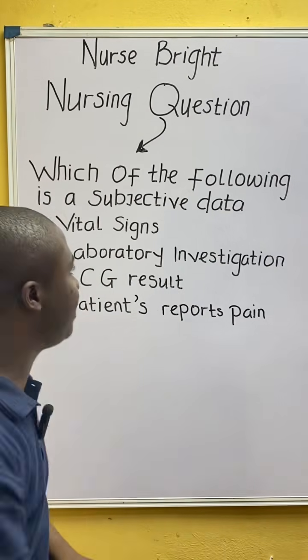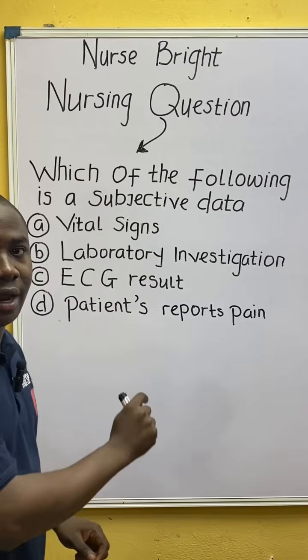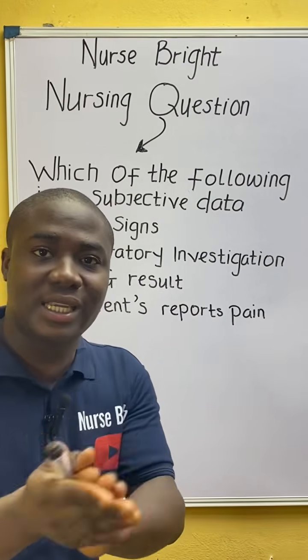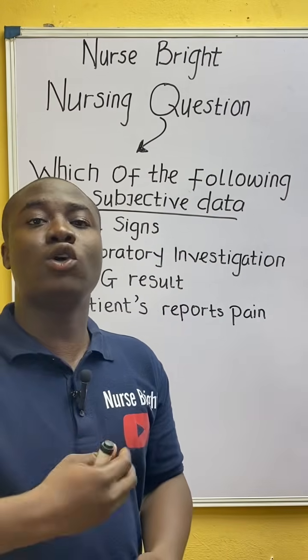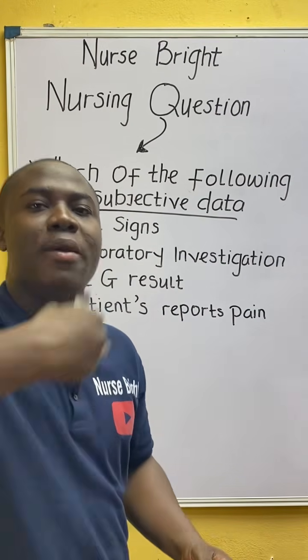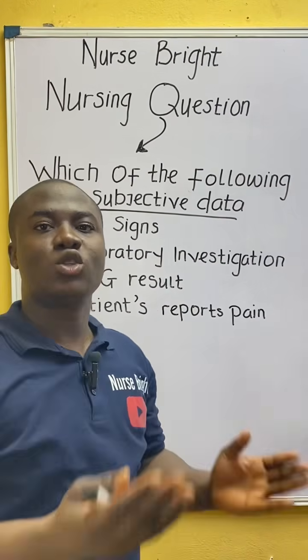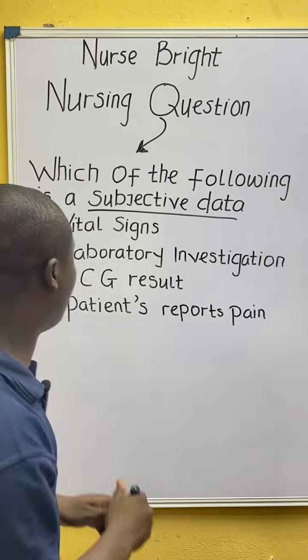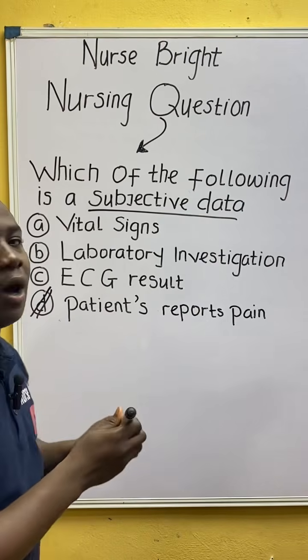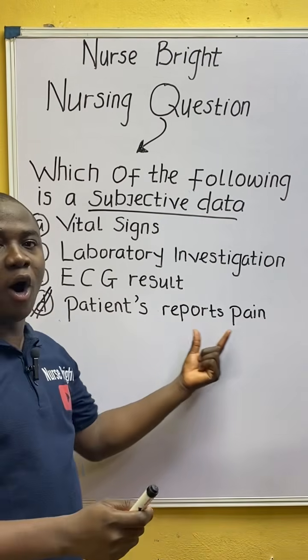So from this question, they are asking us to determine which data here is a subjective data. And I just explained to you that subjective data are those data that the patient reports or the patient says. So what becomes the answer to this question? The answer to this question becomes option D, because the patient reports pain.